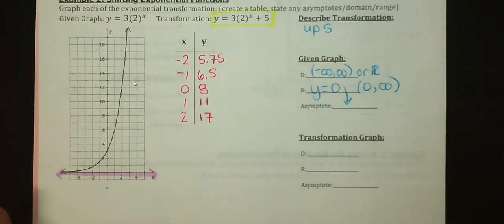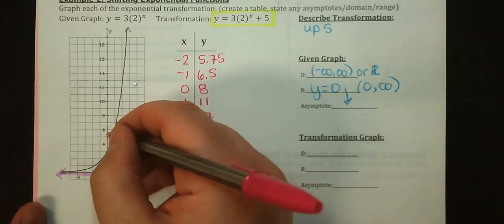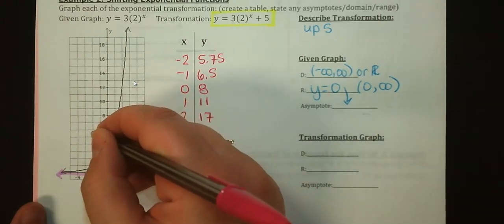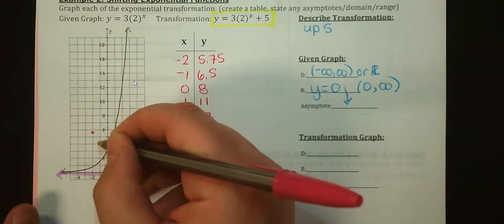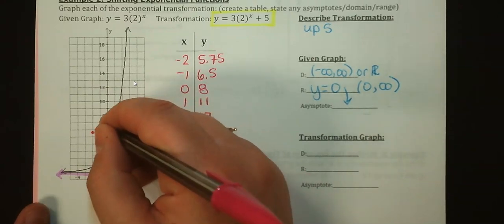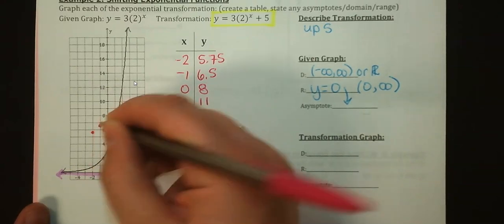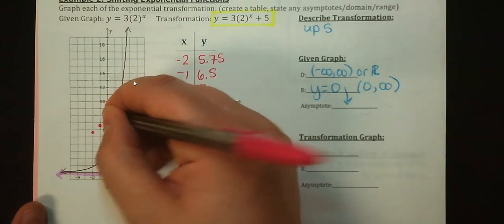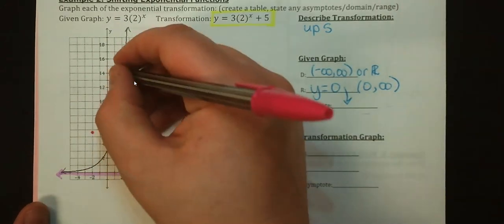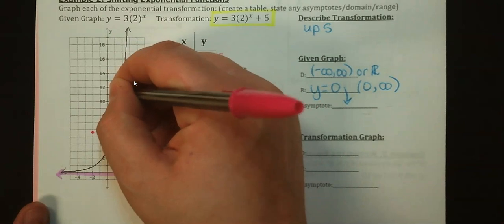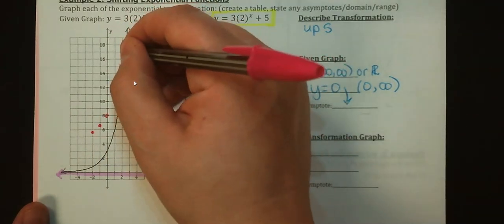So like I got -2, 5.75, so I'm just going to go close to the 6. I got -1, 6.5, so I'm going to go as best I can between 6 and 7. 0, 8 is on a nice point. 1, 11 is on a nice point. And 2, 17 will also be on a nice point.